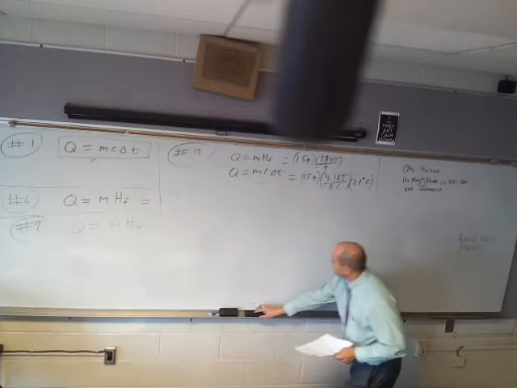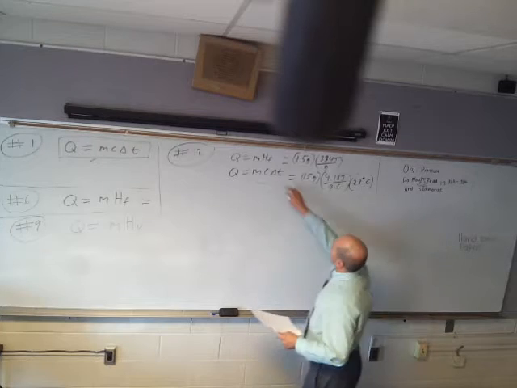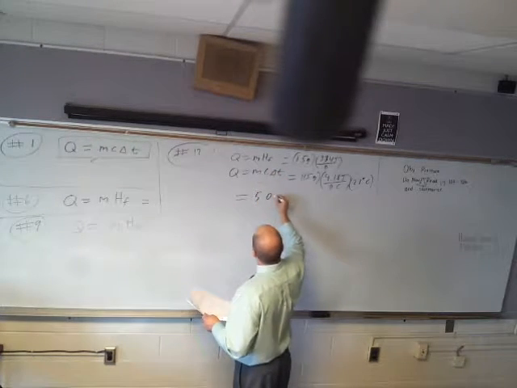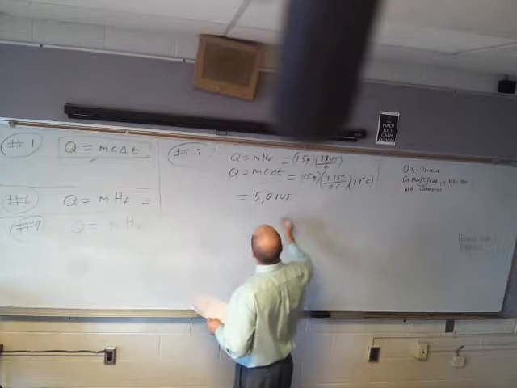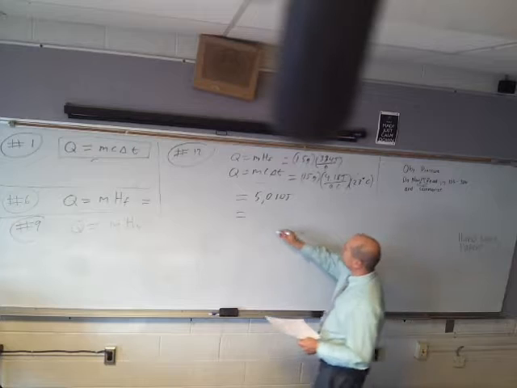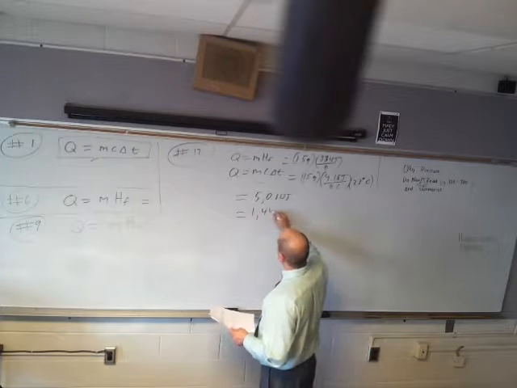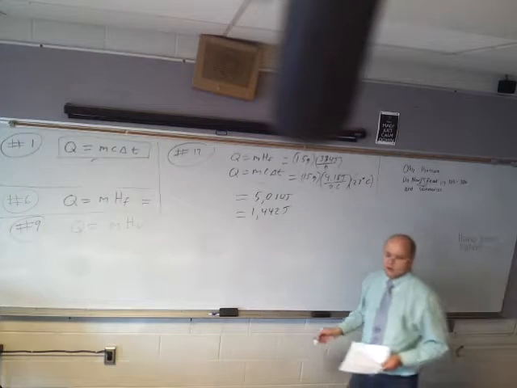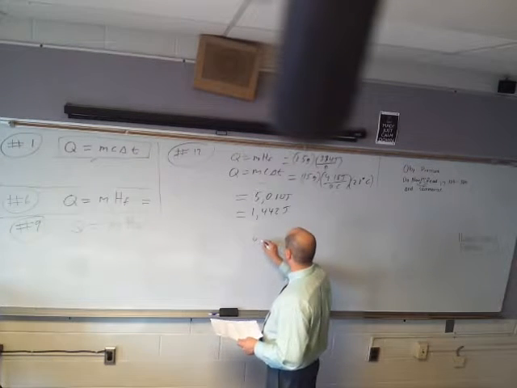Let me erase this line. Actually, what's the first one? M times HF. What do you get there? 5,010 joules. And then what's this part here? 1442 joules. All right, so then you just add those two together, and what do you get?